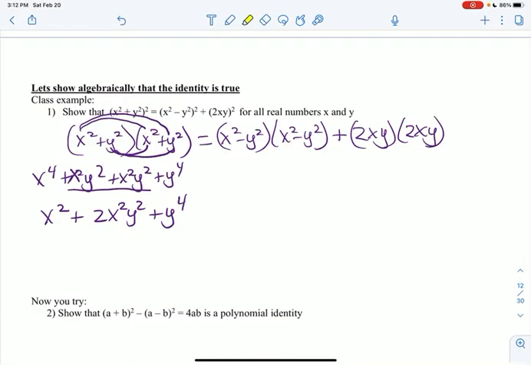Whoops, and this I made a mistake on. This was x to the 4th. I don't know why I wrote x squared. All right, so I simplified or multiplied out what was on the left. Now let's do the same thing on the right.